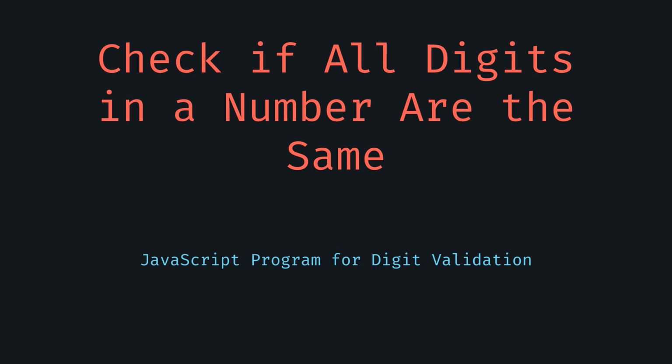In this lesson, we write a program to check if all the digits in a given number are the same. For example, the number 1111 passes the check, while 1234 does not. This is a great exercise to practice working with digits in numbers and loops.